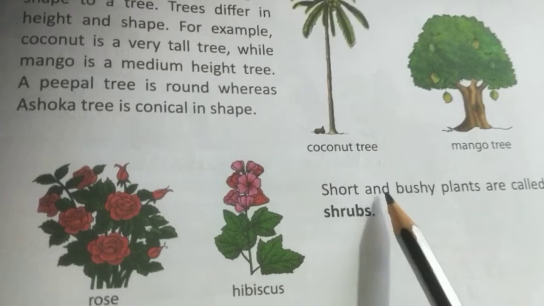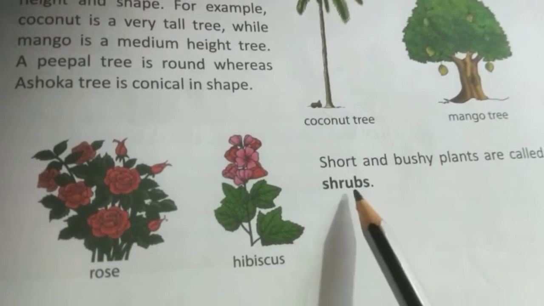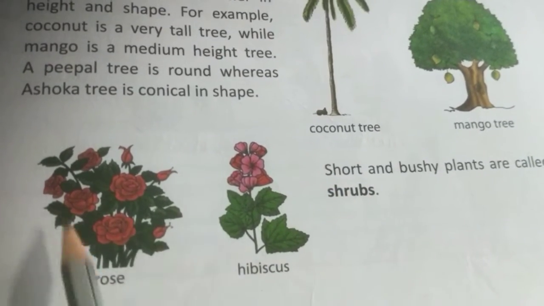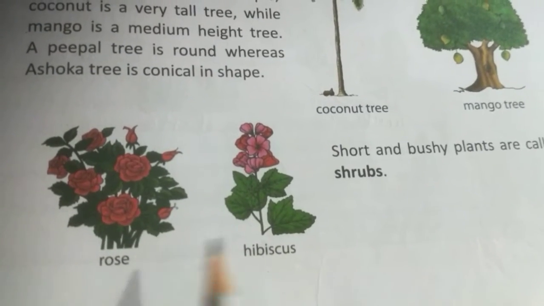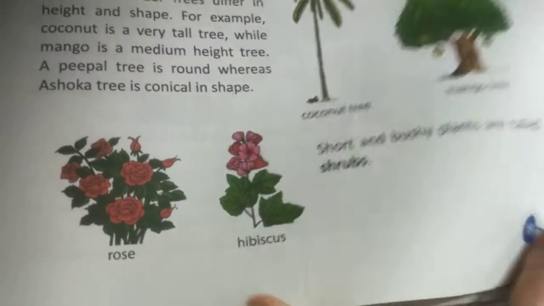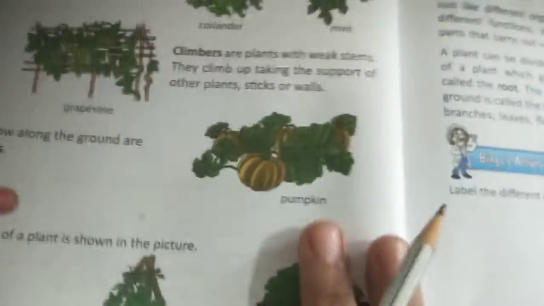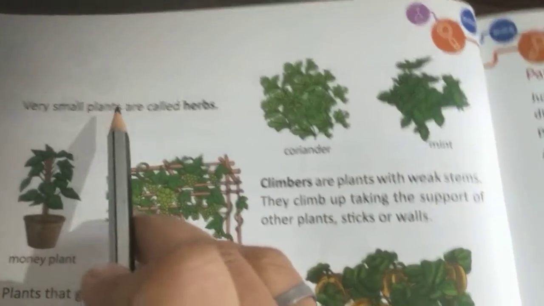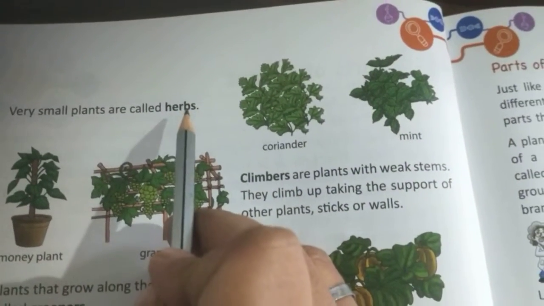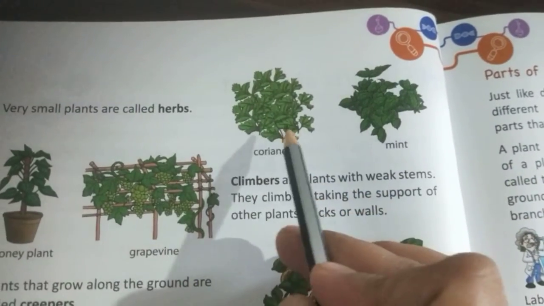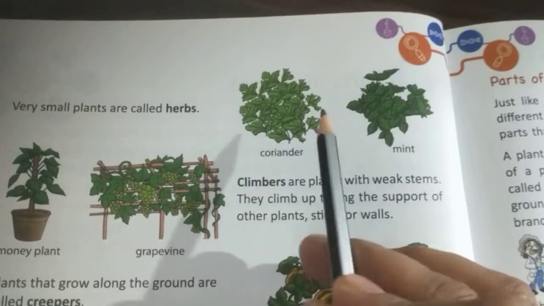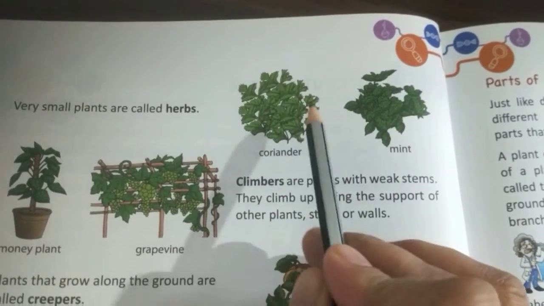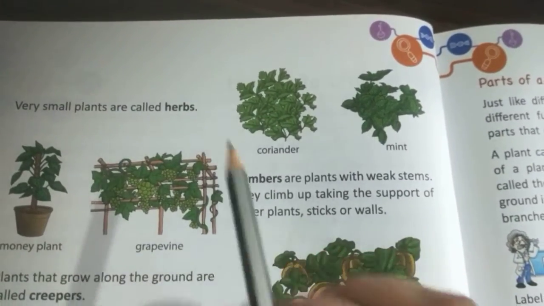Now short and bushy plants are called shrubs. Those plants which are short as well as bushy are called shrubs, such as rose and hibiscus. Now we'll go to the next page. Very small plants are called herbs, like coriander and mint. You have seen these plants, they are very short, and they are called herbs.